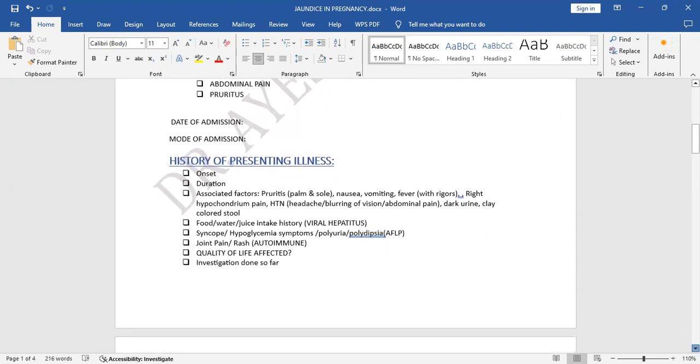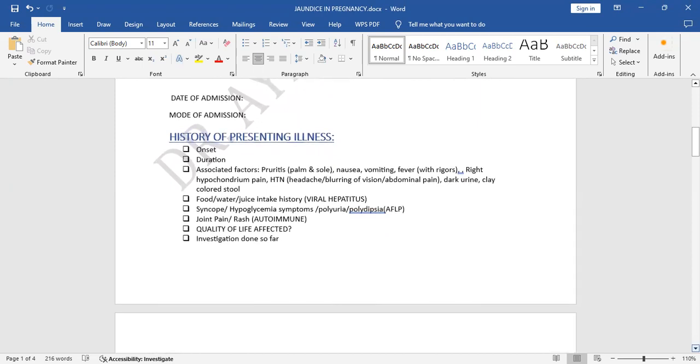Then quickly go through the history of the presenting illness. These are the points you should ask and inquire about to rule out the risk factors and the differentials. It includes onset, duration of jaundice or any presenting complaint, and associated factors, which can be pruritus. If it is on the palms and soles, it is due to cholestasis. Nausea, vomiting, fever with rigors for malaria. Right hypochondrial pain to rule out viral hepatitis, cholecystitis, or cholelithiasis.